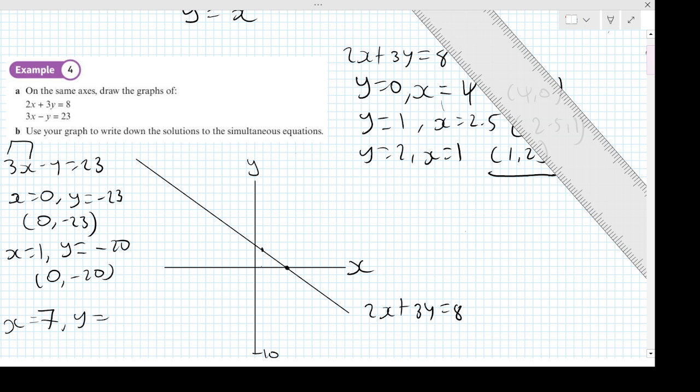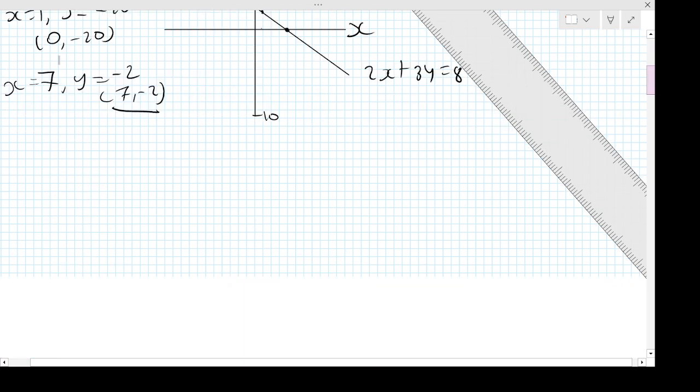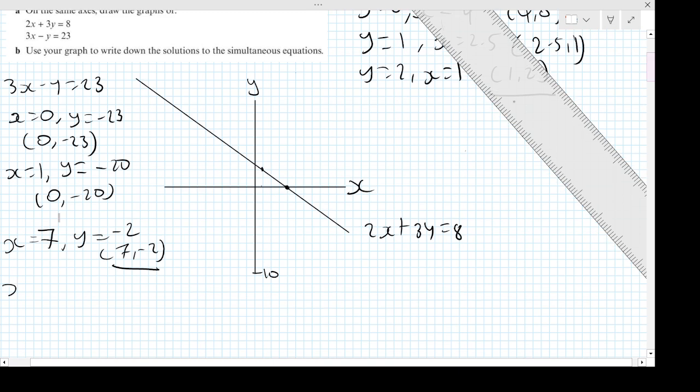Then y, well, 3x, 3 times 7 would be 21. Then, if we move the 21 to the other side, minus y would be 2, which means y will be minus 2. So that would give the point (7, -2), which is a lot smaller than these 2 points, 20 and 23. So I can plot that nicely. And then I'm going to sub in x is 8, the next number on. So when x is 8, 3x would be 24. So that means minus y would be minus 1, so y would be equal to positive 1. So that would give the point (8, 1).